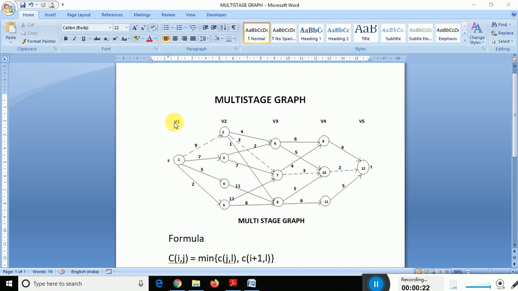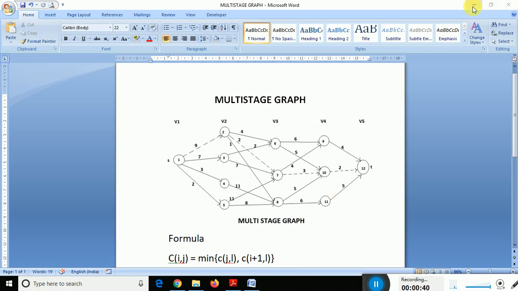So actually what you have to do, if the graph is given, we have to write the stages. That is, this is the first stage, second stage, third stage, fourth stage and fifth stage. The question is to find the shortest path. It is just like a single source shortest path, but the formula is different.